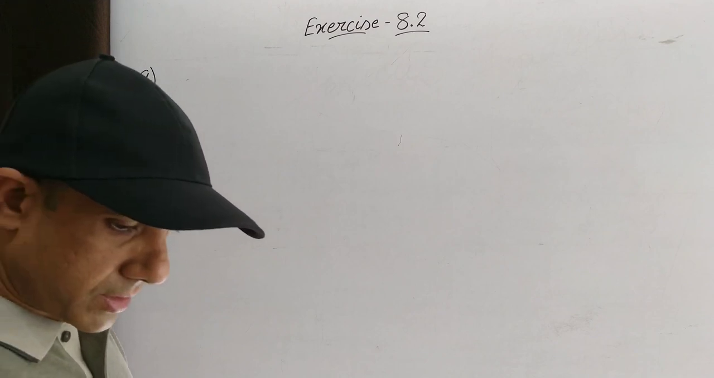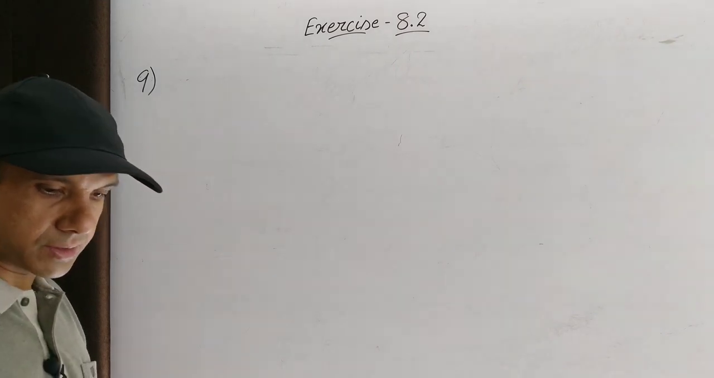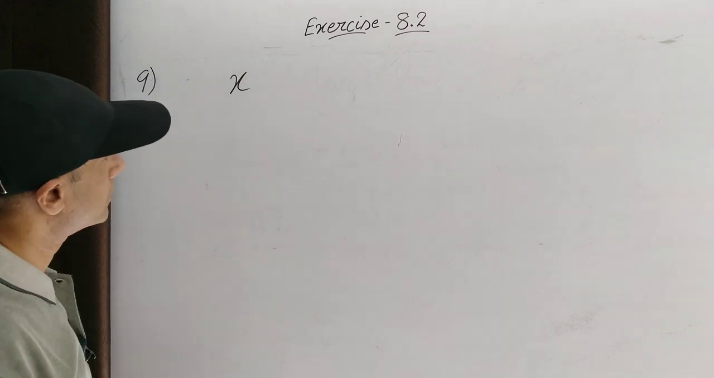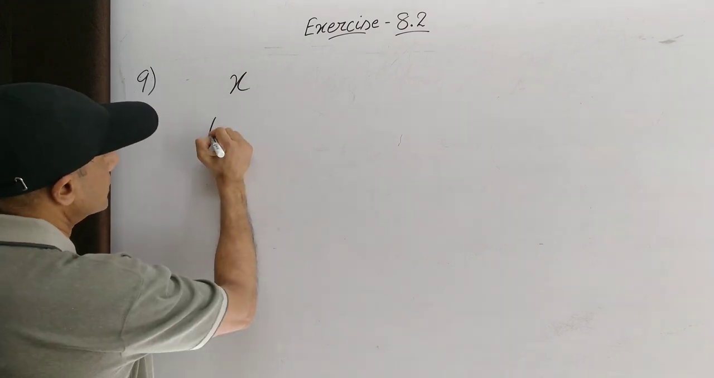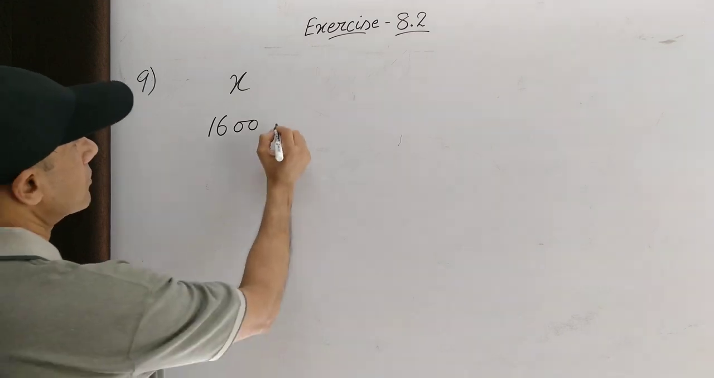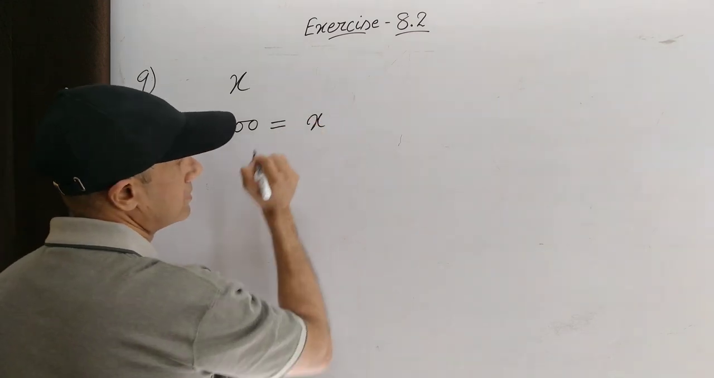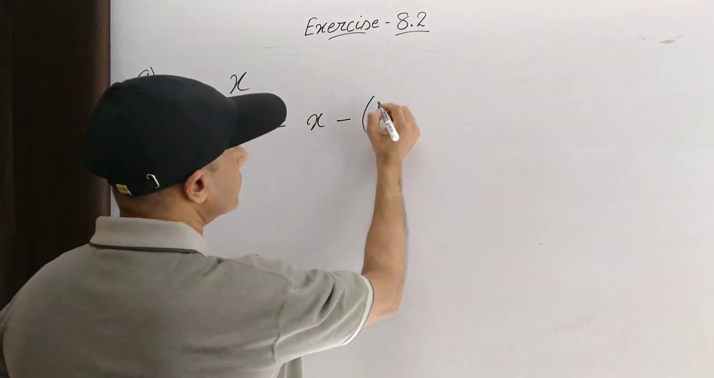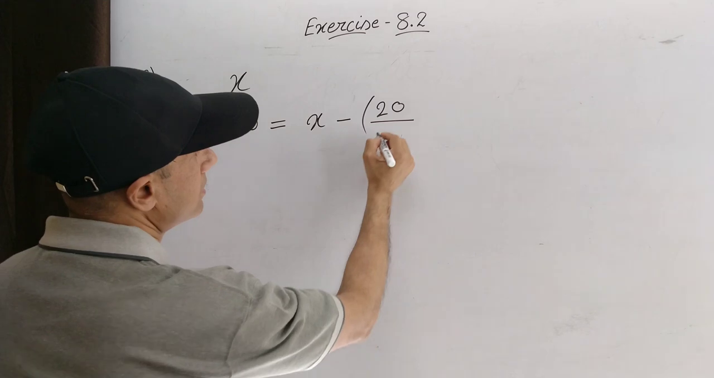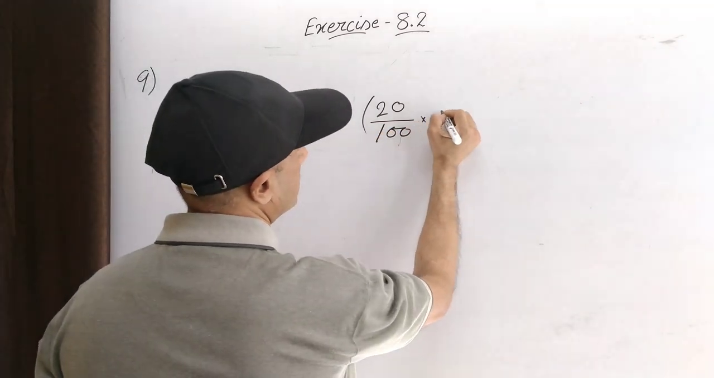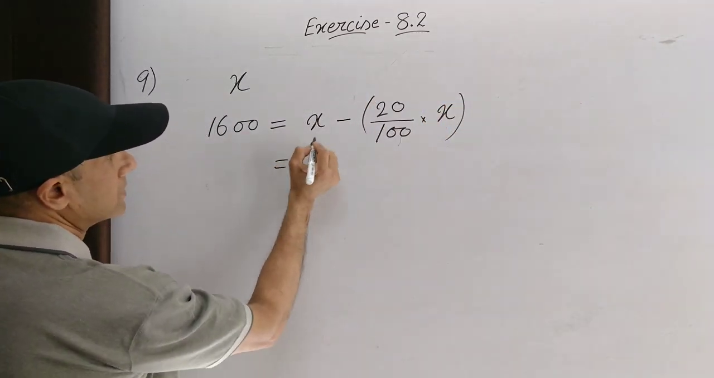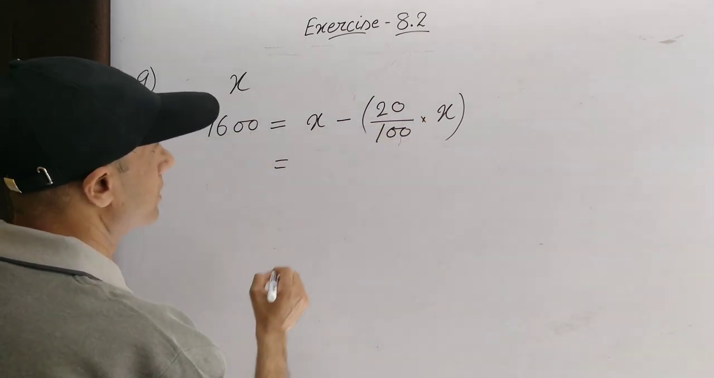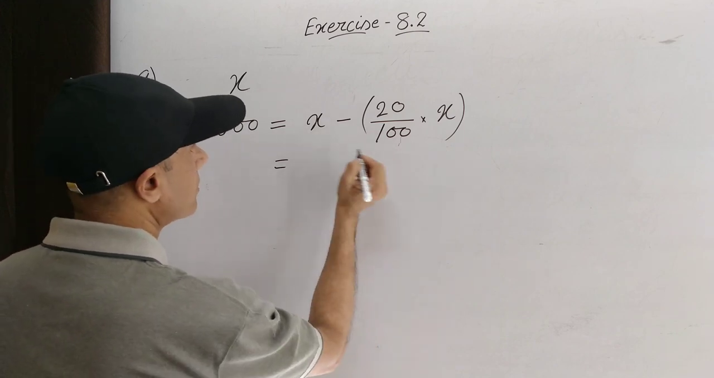9. Arun bought a pair of skates at a sale where the discount given was 20%. If the amount he pays is 1600 rupees, find the mark price. So let the mark price be X. So Arun paid 1600 rupees. This is equal to the mark price, that is X, minus the discount. And the discount is 20%, that is 20 by 100 of X.